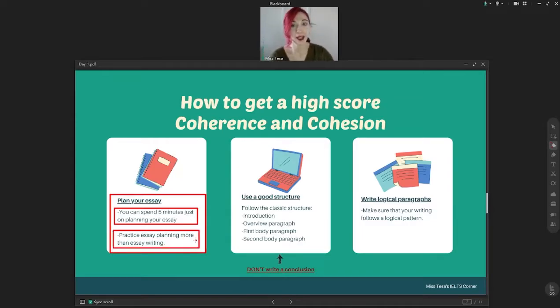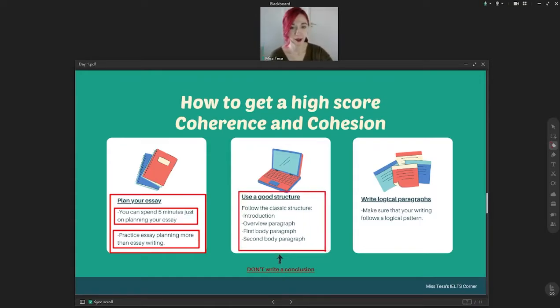And I would even say practicing essay planning is much more beneficial than practicing actual essay writing, right? Because you can do it much quicker. And of course, you should practice writing as well. But if you practice making great plans for your essays, then every essay will be great. Or every essay will at least have a great structure and it will be coherent.